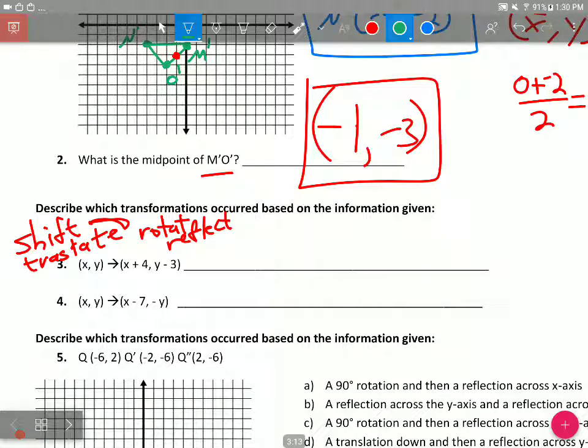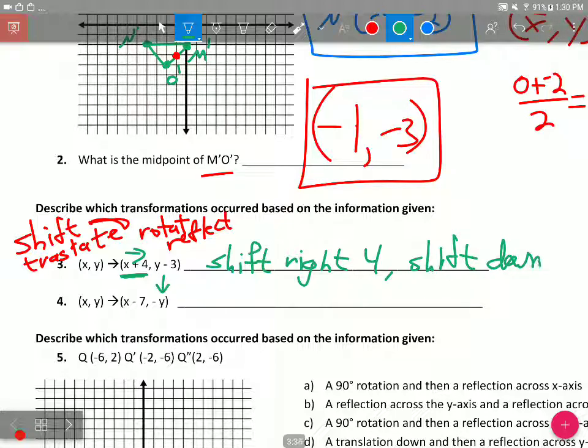Okay? And they basically want to say what's what. So if I add 4 to my x's, I am shifting to the right, or translating to the right 4. Because add 4 to the x, that's to the right. If I subtract 3 from my y's, well, that just moves down. So that's a shift right 4, shift down 3. Okay. Same thing here. If I subtract 7 from my x's, well, that just would move everything left. So that's a shift left 7.